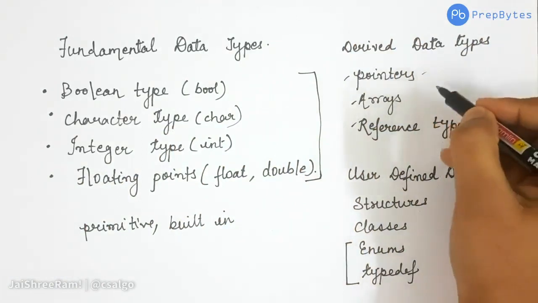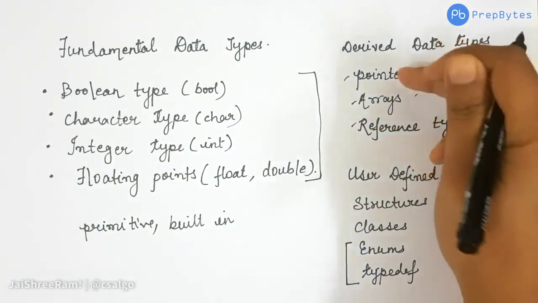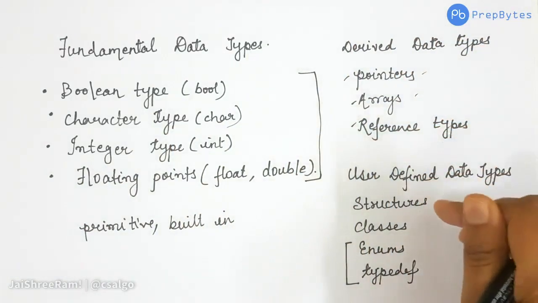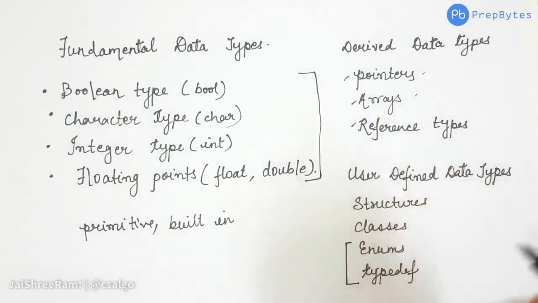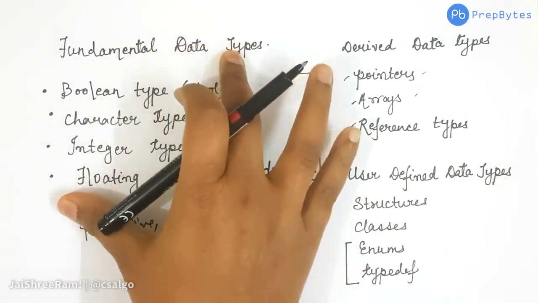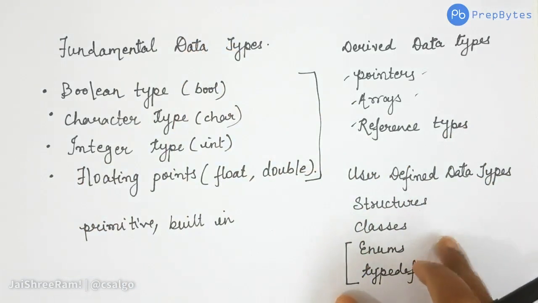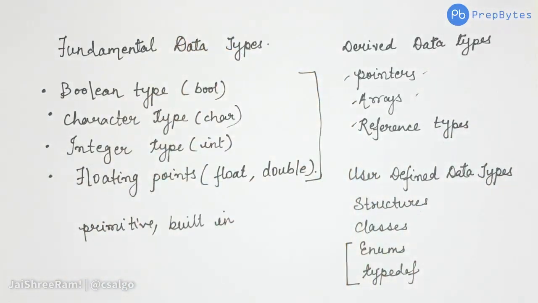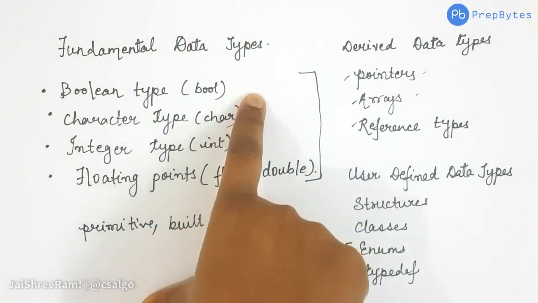Pointers are very important, arrays are important. So each of them will have a separate session. We will also have a session for structures and classes. In this session again, we will have discussion over these fundamental data types and user-defined data types. So starting with these fundamental data types, each data type has its own use case.